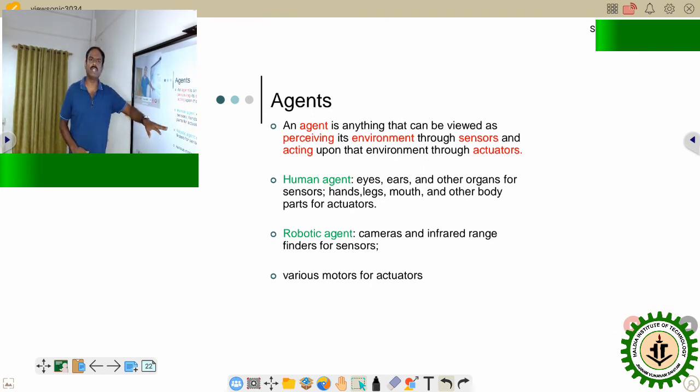Human agents, as we have seen, have nose, eyes and so on. For robotic agents there are cameras, infrared sensors, temperature sensors, and lots of other things to get input from the outside world.